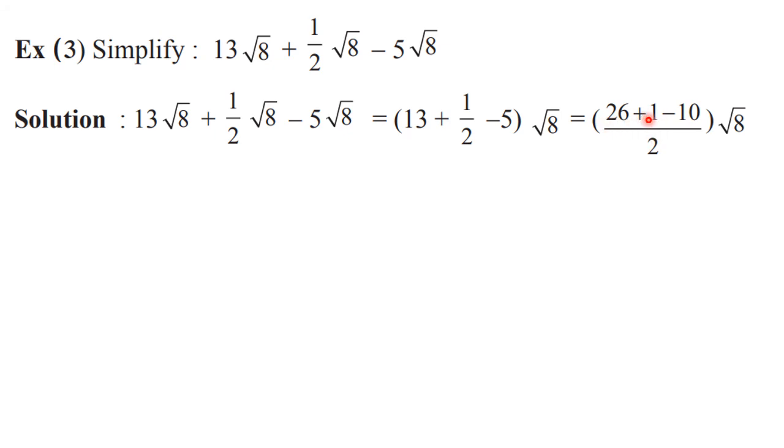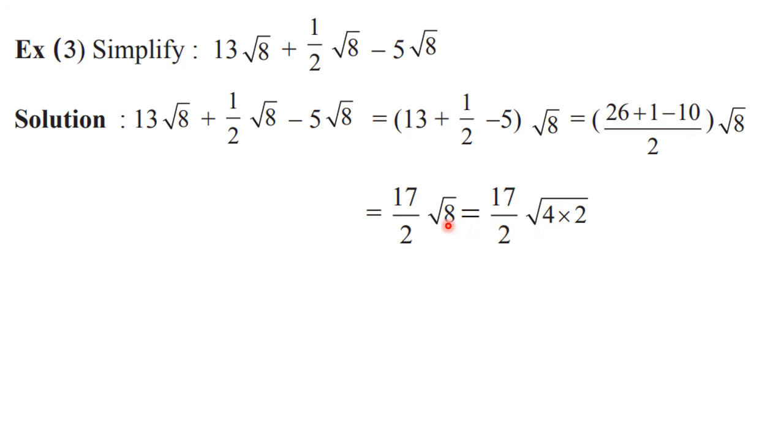26 plus 1 is 27 and 27 minus 10 is 17. So our answer is 17 upon 2 and root 8. But see, this root 8 we can simplify further. Root 8 is not in the simplest form. Root 8 we can write as root 4 into 2. Always think about the factors so that one factor should be a perfect square.